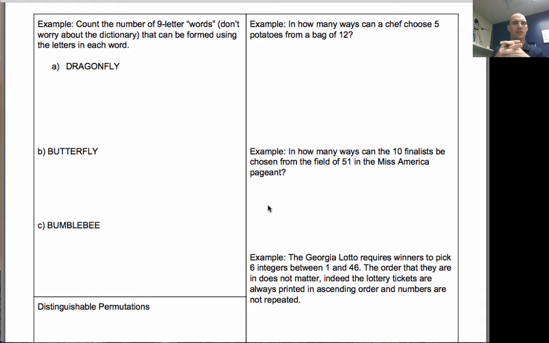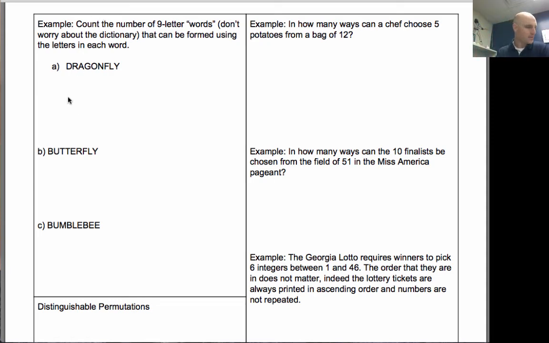It says count the number of 9-letter words. Don't worry about the dictionary meaning. It doesn't actually have to be a word. That can be formed using the letters in each word. Let's look at the word dragonfly. For me, this comes down to arranging all 9 letters. And how many ways can we do that?